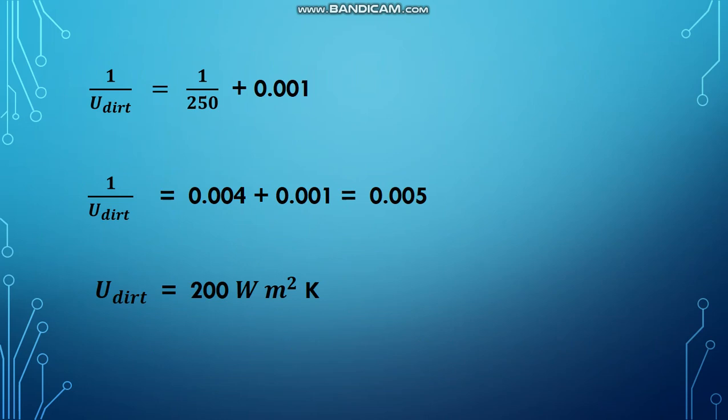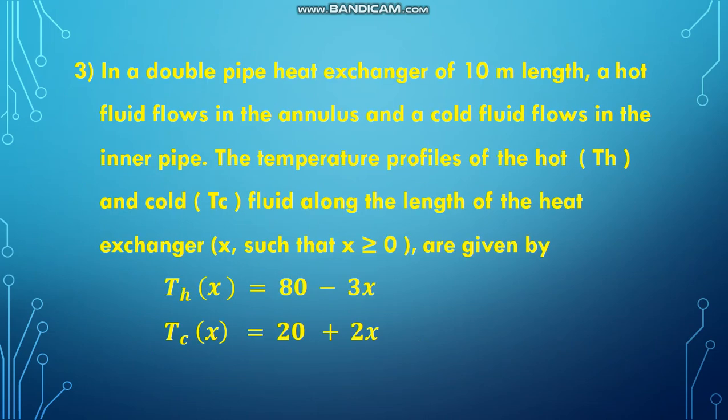Similarly, next question is, in a double pipe heat exchanger of 10 meter length, a hot fluid flows in the annulus and a cold fluid flows in the inner pipe. So here we have to consider a double pipe heat exchanger which has a hot fluid and cold fluid. Hot fluid flows in the annulus, that is between the pipes, and the cold fluid flows in the inner pipe. The temperature profiles of the hot fluid TH and cold fluid TC along the length of the heat exchanger are given by the equations.